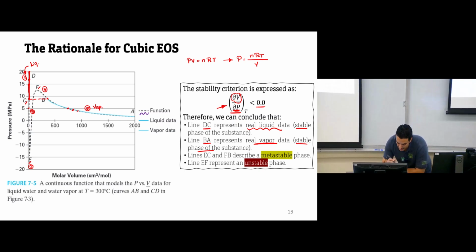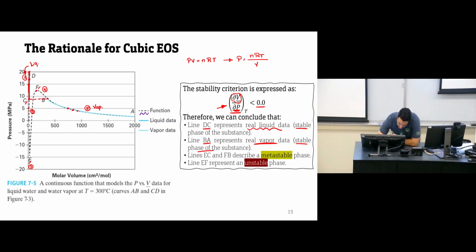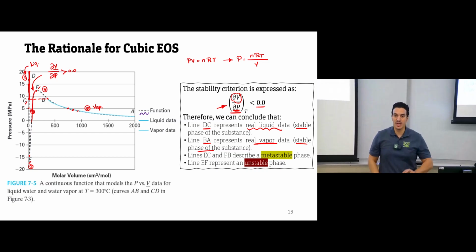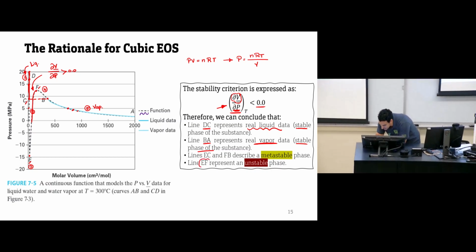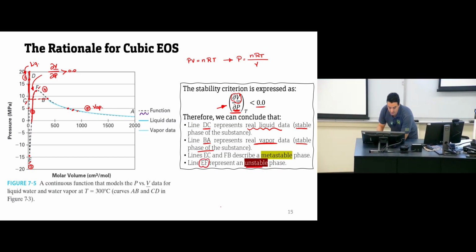We have this line, EF. If you see how the volume will change with respect to pressure, this one will be more than 0. This line tells you that we have a direct relationship between pressure and volume. This is against the stability criterion, so no phase can exist at this condition. So this line represents an unstable phase, a phase that does not exist.